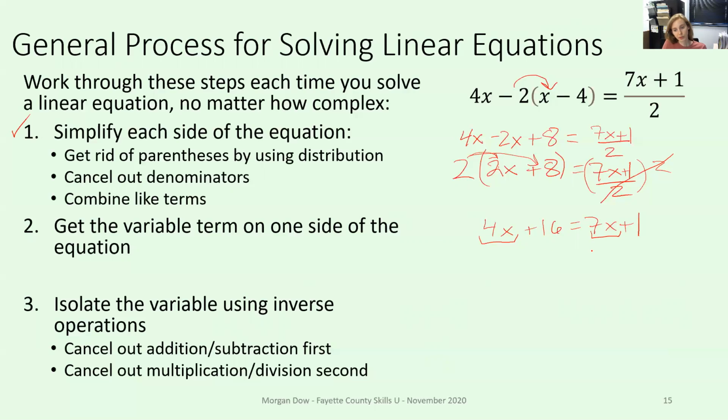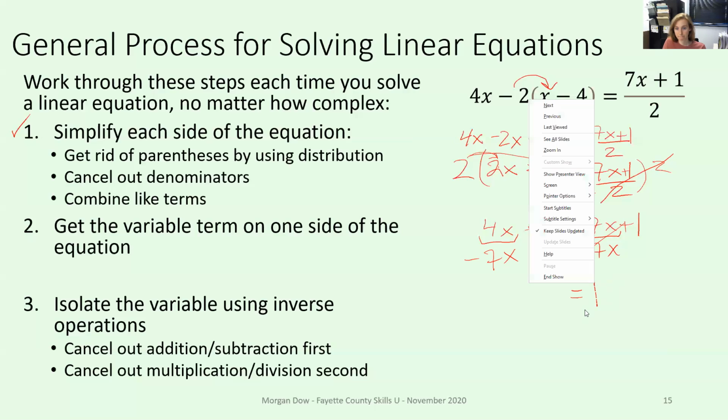So I'm going to cancel out the 7x. How do I get rid of it? Well, I just take it away. 7x minus 7x is 0. It goes away. Since I subtracted 7x on one side, I need to subtract 7x on the other side, which means I'm going to combine like terms. So remaining on the right side, I will just have that plus 1.